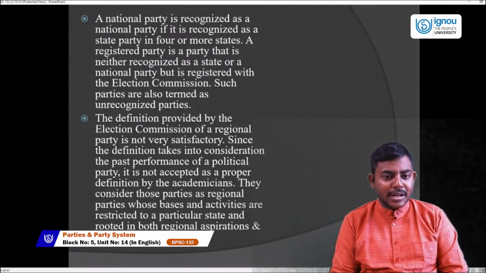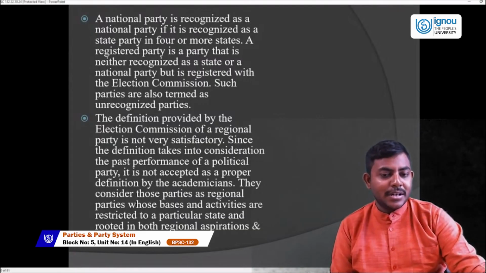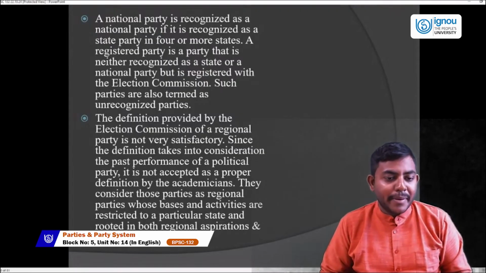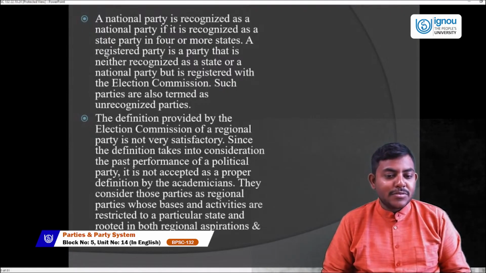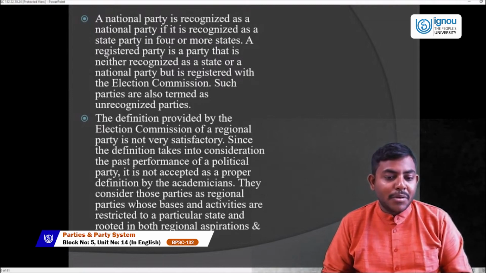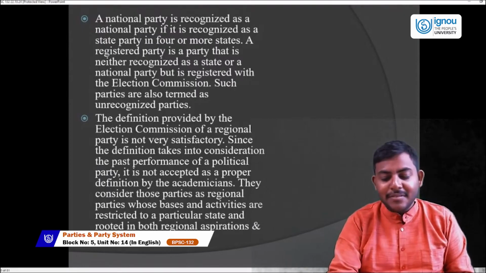The definition provided by the Election Commission of a regional party is not very satisfactory, since the definition takes into consideration the past performance of a political party. It is not accepted as a proper definition by the academicians. They consider those parties as regional parties whose bases and activities are restricted to a particular state and rooted in both regional aspirations and grievances.